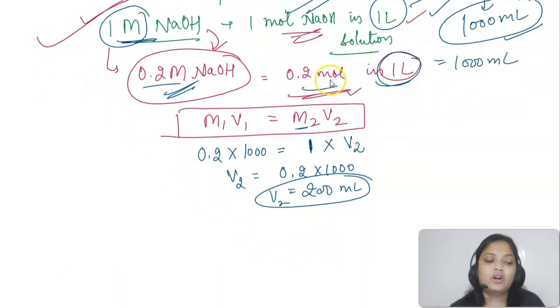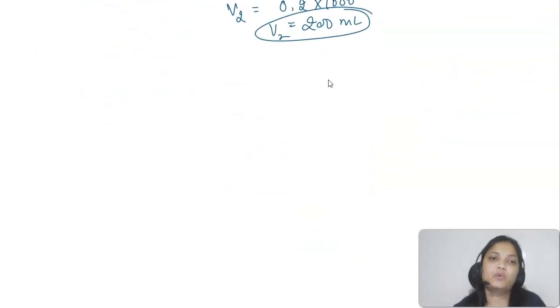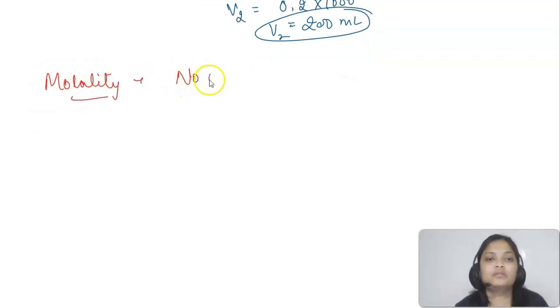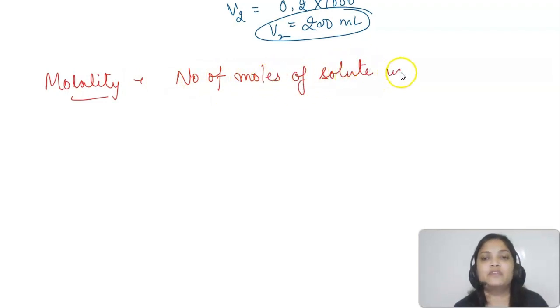Now if I talk about the molality. Now what is this molality? It is the number of moles of solute which is present in 1 kg of the solvent. Okay, here we will be talking about solvent, not solution. So it is present in 1 kg of solvent.